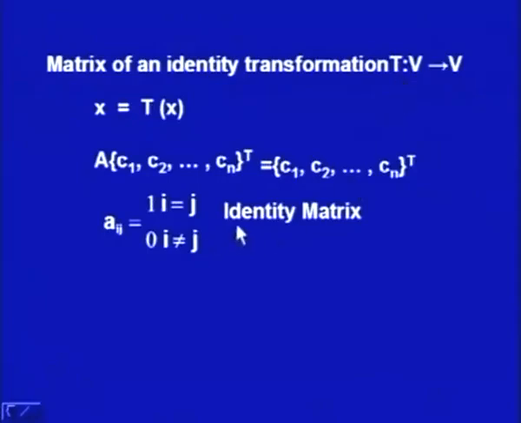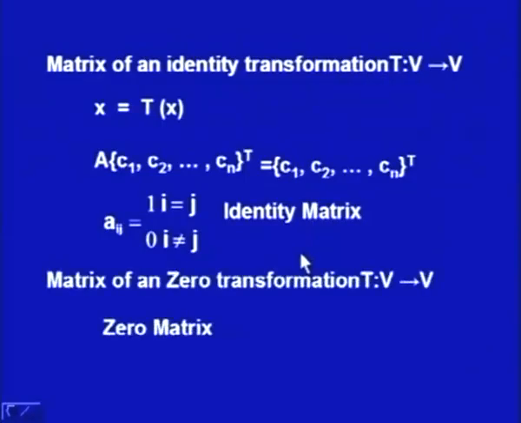And if we recall the definition of the identity matrix, this is nothing but the definition of the identity matrix. Aij is equal to 1 when i is equal to j. That means in the diagonal we have 1 and the rest of the elements are 0. So such a matrix is an identity matrix, or we can say this identity matrix is associated with the identity transformation T.